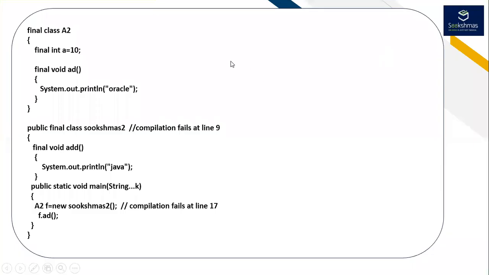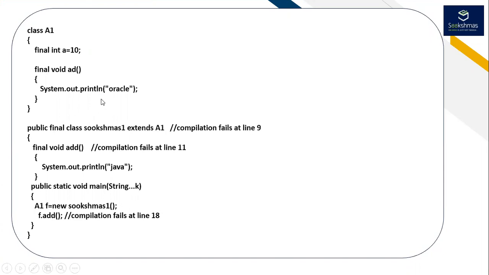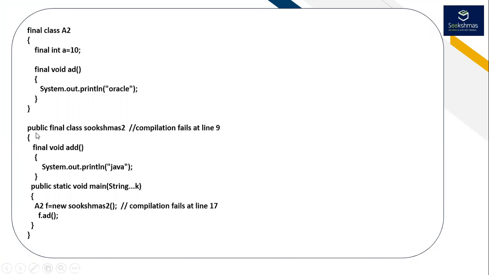This is the next code, the fourth one. So final class A2, final int a is equal to 10, and here we have a method final void add. Public final class Sukshmas2, and final void add. I'm trying to print Java, and execution of the program begins from public static void main. Again, I have created the reference for the parent and object for the derived class. With the help of the parent class reference, I'm calling the add method.